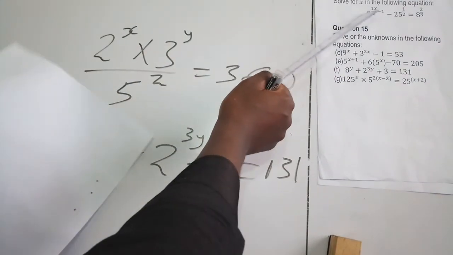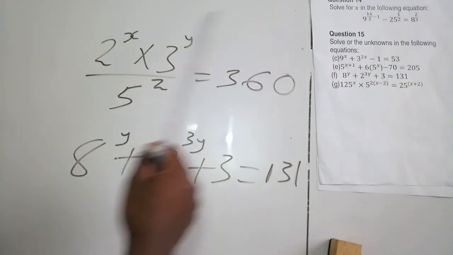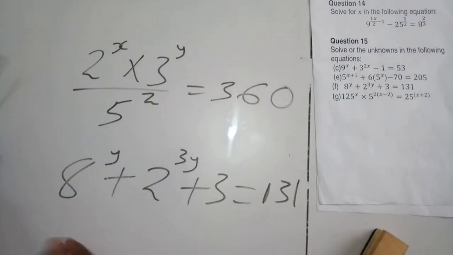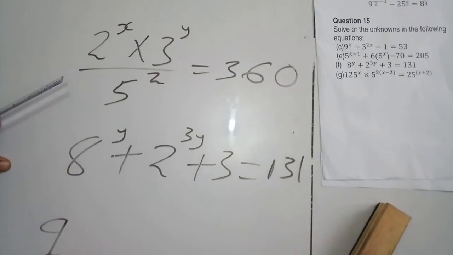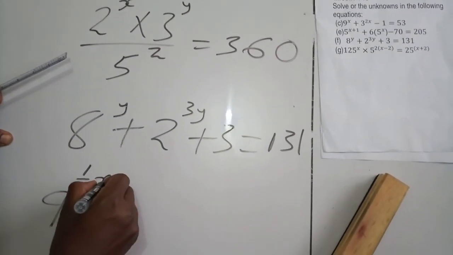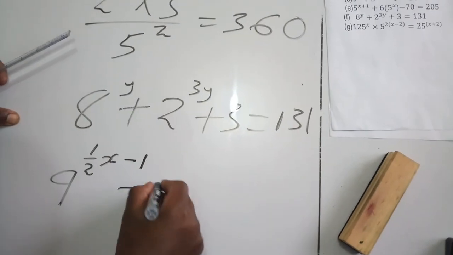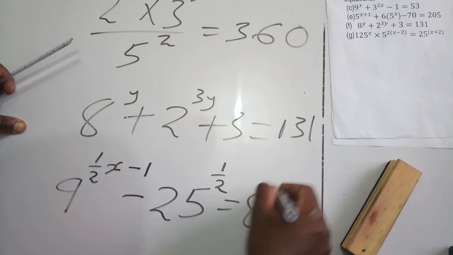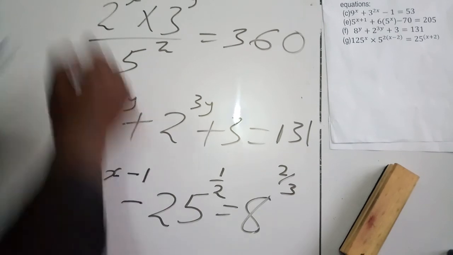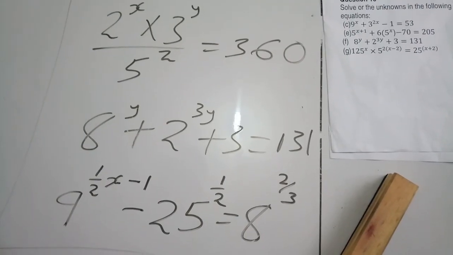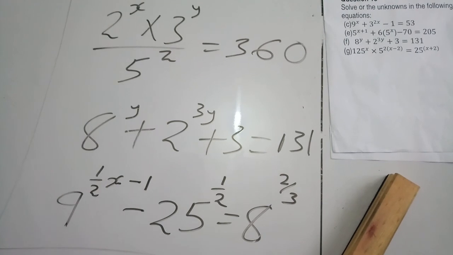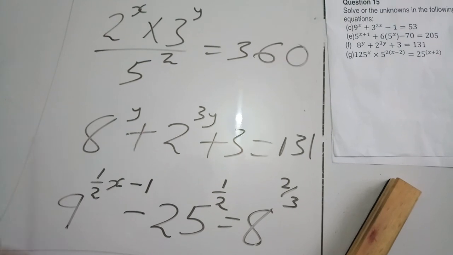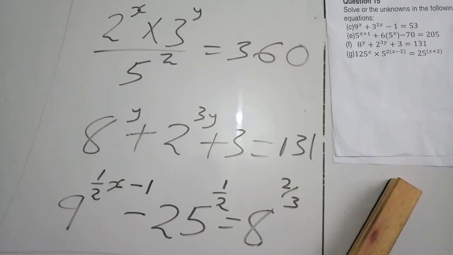And maybe you can just give that question, which you can do. I can just read for you this question here. What do we have? We have 9 power a half x minus 1 minus 25 power a half is equal to 8 power 2/3. Now this can be your assignment, and we come to the end of our indices topic. So you can watch out for other topics, of other levels, from 1, from 2, 3 and 4 later.